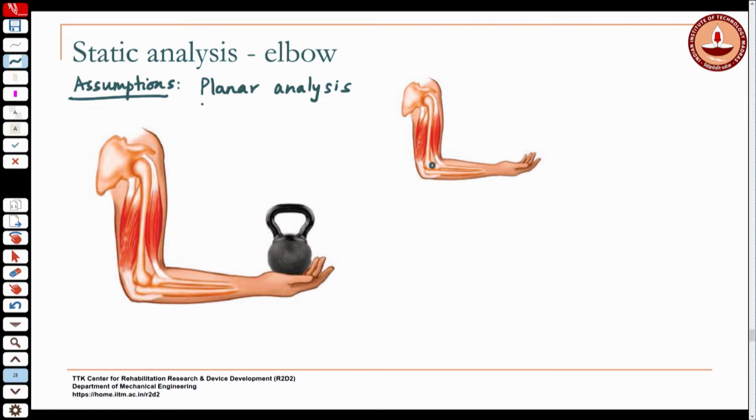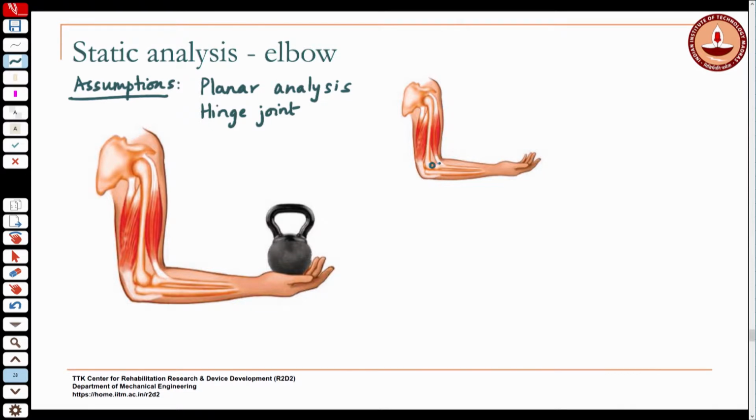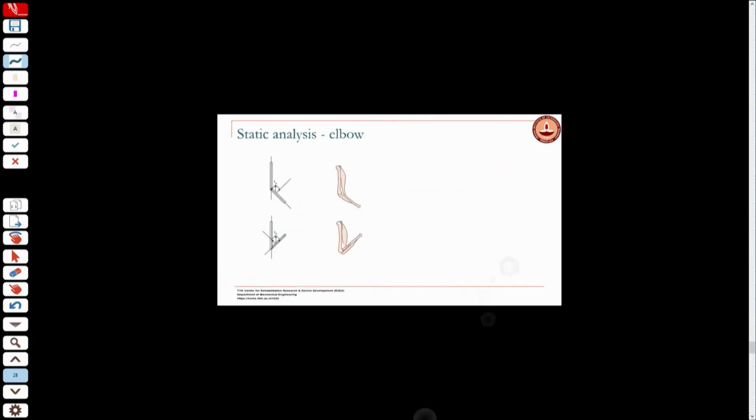So, we are doing a planar analysis and we are assuming that the elbow does not change, a single position, but we are assuming that it is a hinge joint. So, it is like a pin.